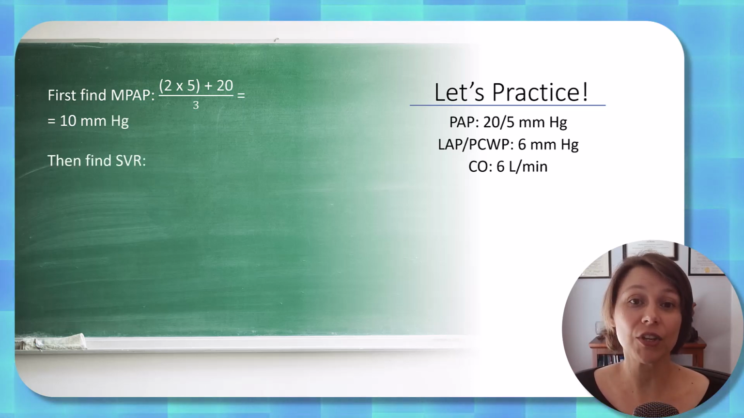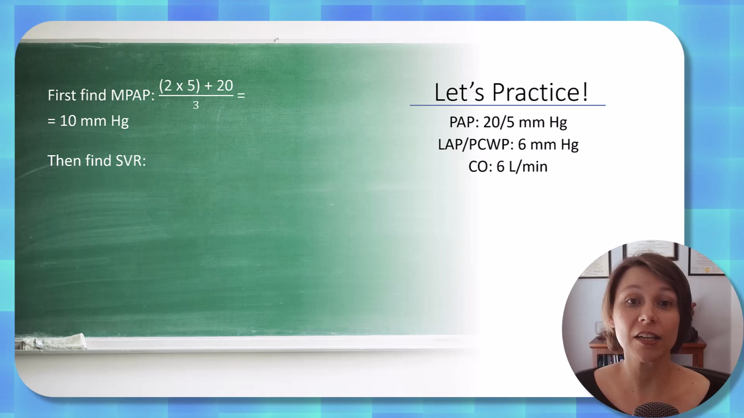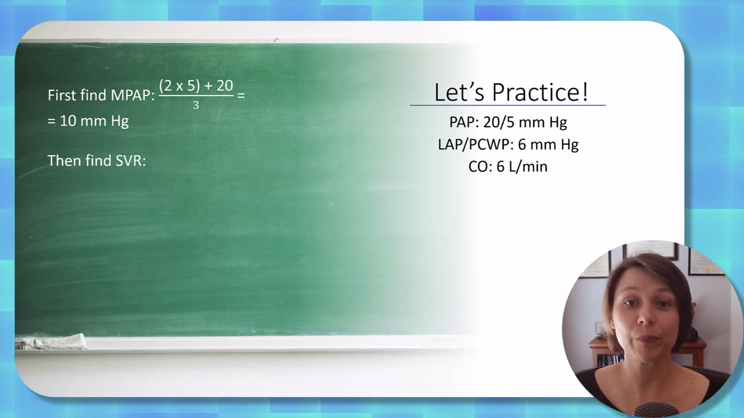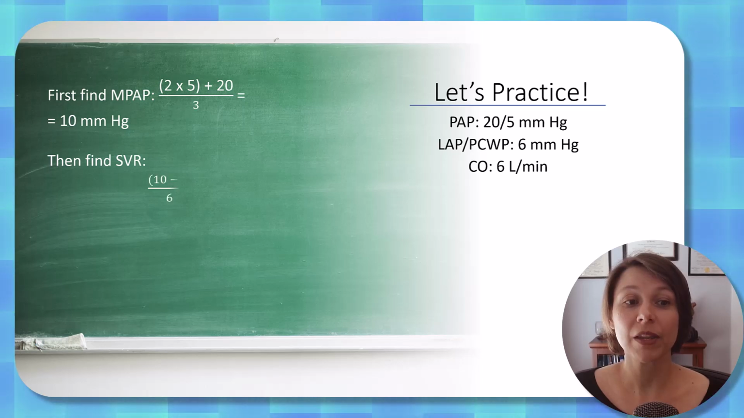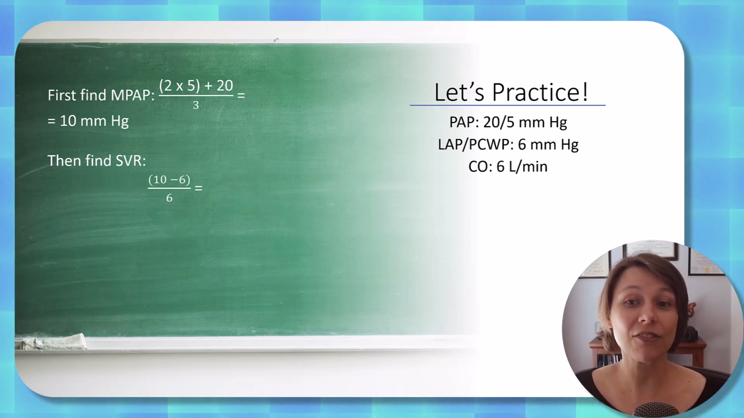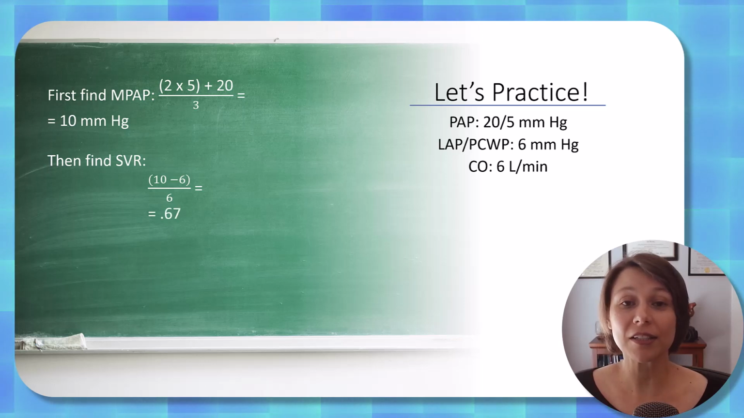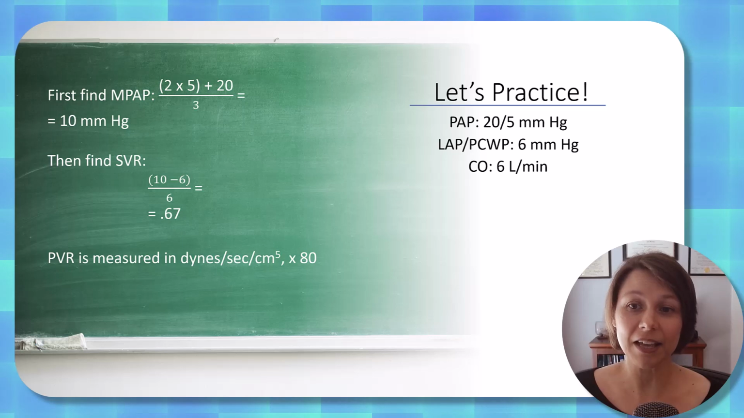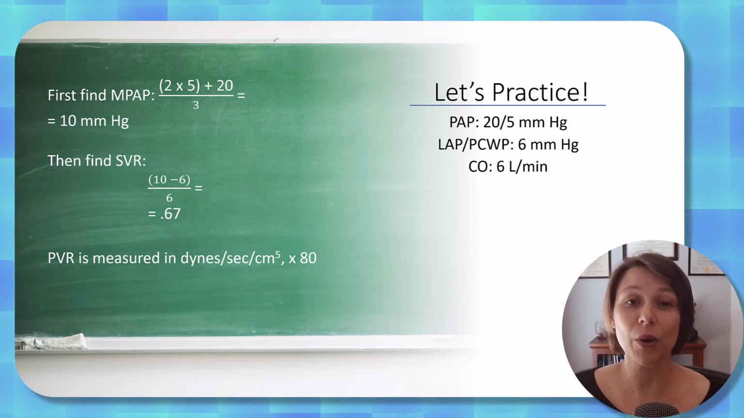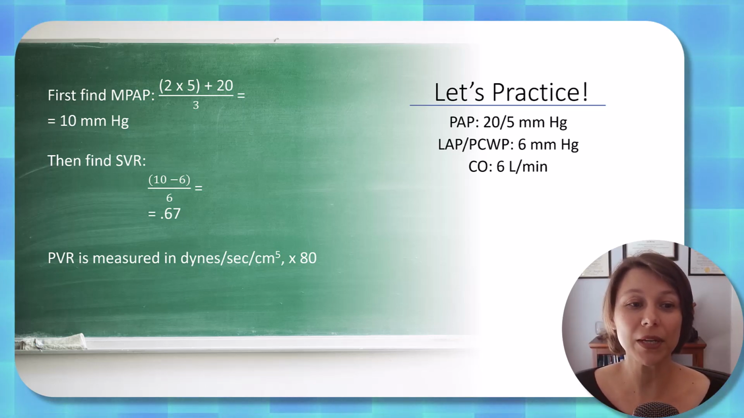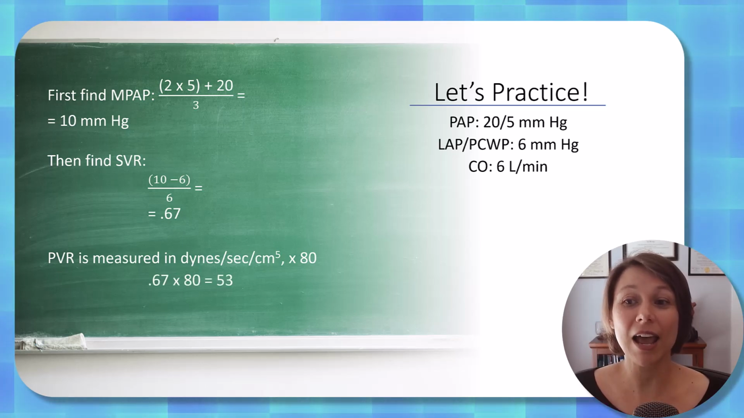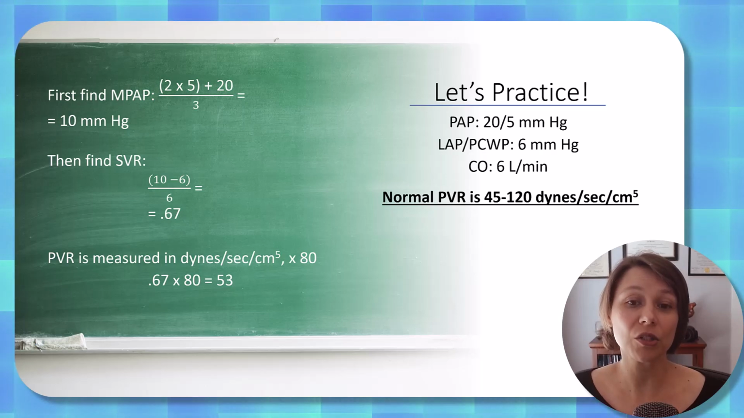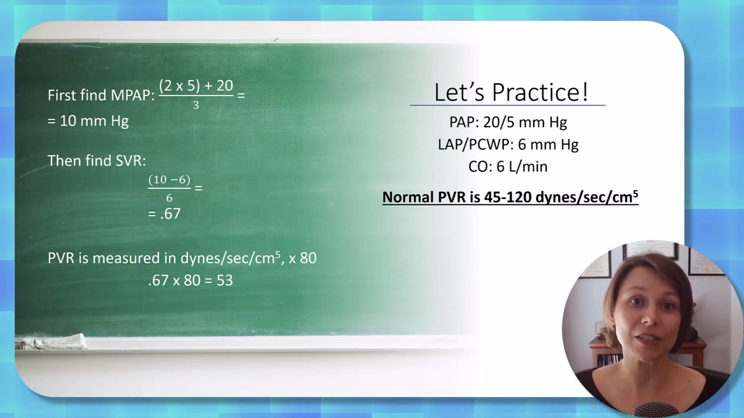After that, we can find PVR. So remember, we're taking the starting point minus the ending point and dividing by flow. Here's the equation, 10 minus 6 divided by 6, and that's going to give us 0.67. Now, PVR is typically measured in dynes, and so to get that answer, we're going to multiply it by 80. So take that 0.67 times 80, and that actually gives us 53. Normal PVR is 45 to 120 dynes per second per centimeter to the fifth.